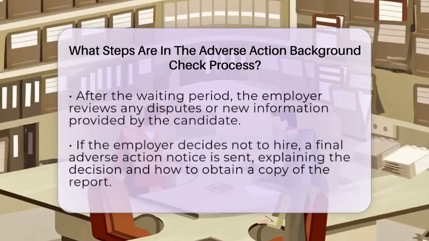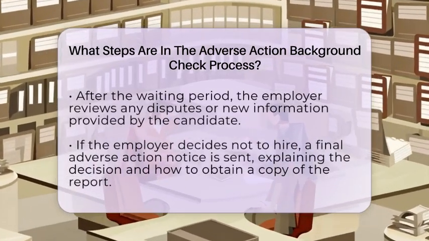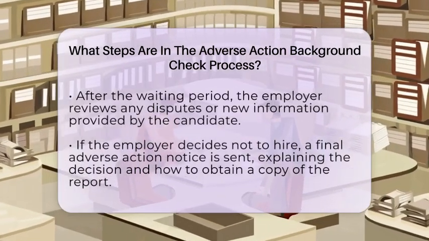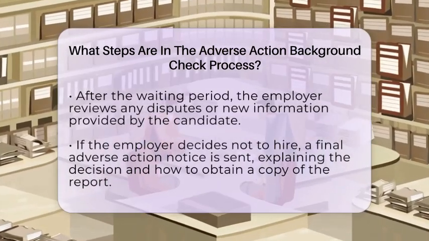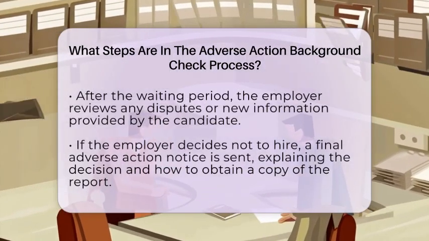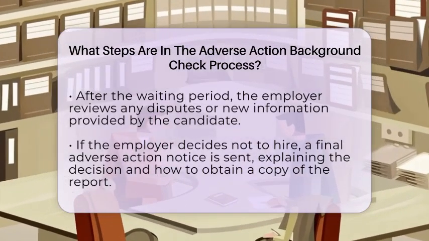Once the waiting period is over, the employer reviews any new information or disputes the candidate has submitted. This step is important because it ensures the employer considers all facts before making a final decision. If the candidate provides proof of rehabilitation or explains certain records, the employer should take that into account.